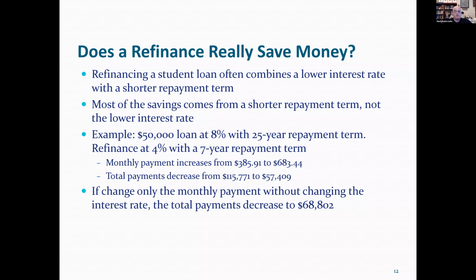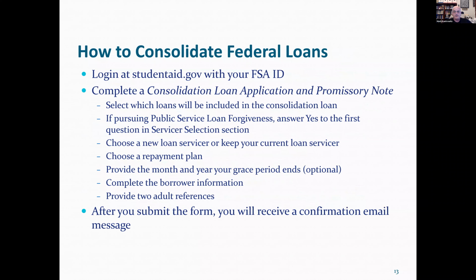So let's talk about how to go about consolidating federal loans. This process has changed a little bit. It used to be going to studentloans.gov. Now it's going to studentaid.gov. They kind of merged all of their websites, and you log in there with your federal student aid ID, FSA ID, and you will complete the consolidation loan application and promissory note.